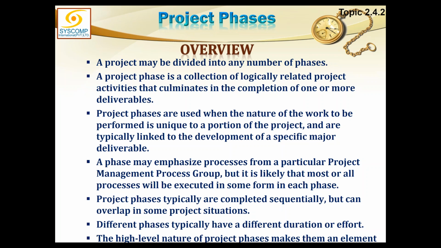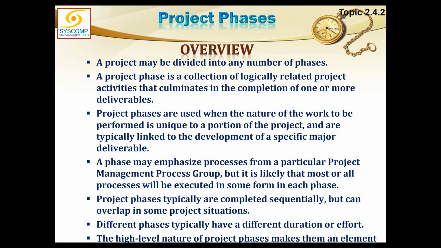So every phase will have its own product, but those products would be contributing towards the end product. A phase may emphasize processes from a particular project management process group, but it is likely that most or all processes will be executed in some form in each phase. Now why does it say that? Number one, every phase is a mini project. We said that. And all the rules applied to a project apply to a phase. So all the 5 process groups, all the 47 processes are applicable to every phase.